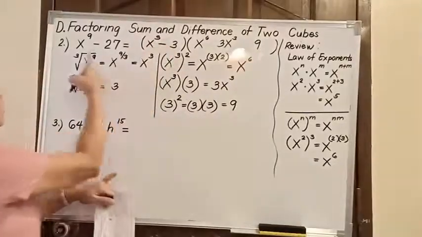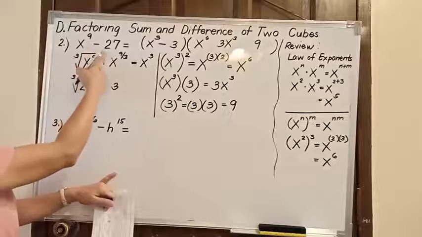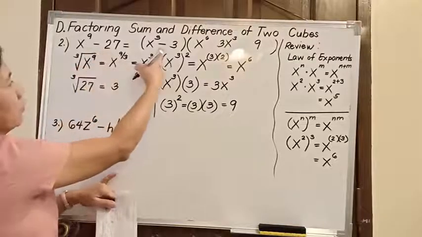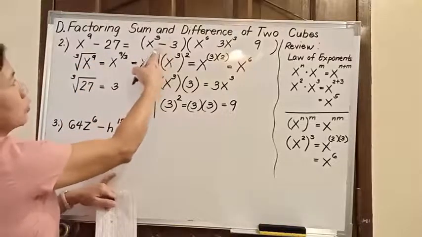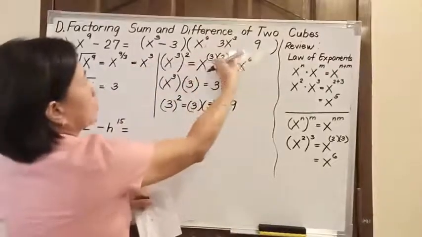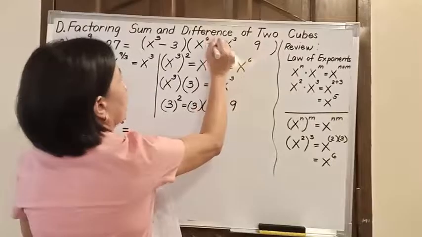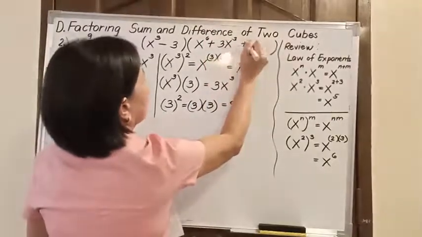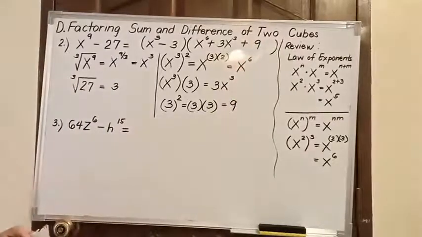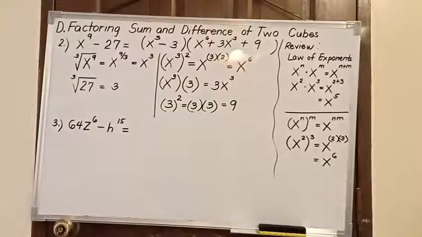The sign should be the same as in the given. So, we have the difference of 2 cubes. Therefore, our binomial factor should also be the difference of the two terms. But for the signs of the trinomial, we have positive and positive. All the signs should be positive. Okay, next, how about number 3?